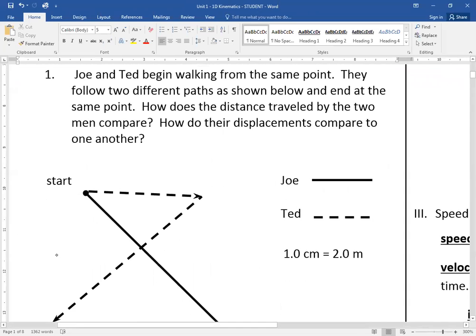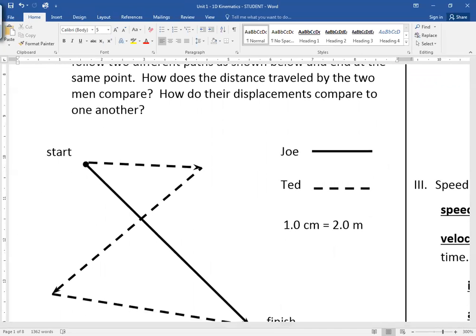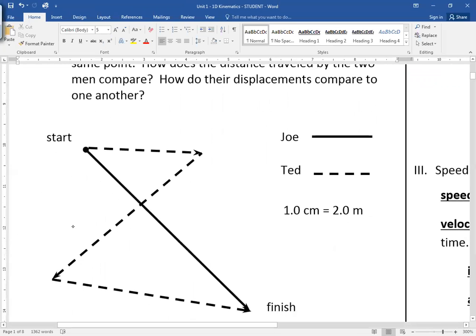So we have Joe and Ted, and they're starting from the same point, and they walk two different paths, and they end at the same point. So how does the distance traveled by the two men compare? And how do their displacements compare to one another?